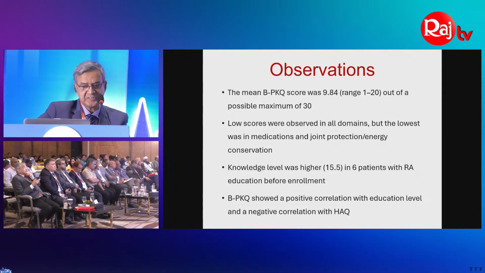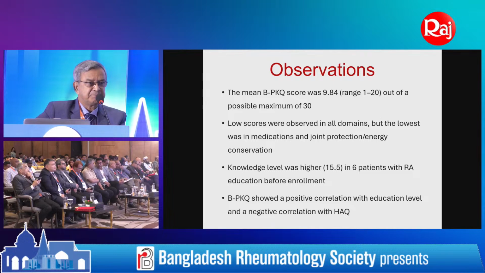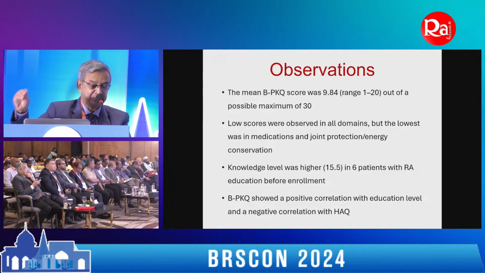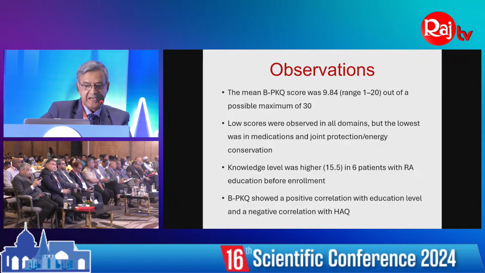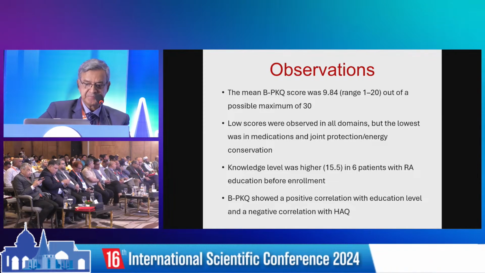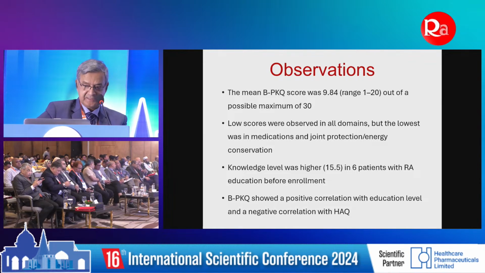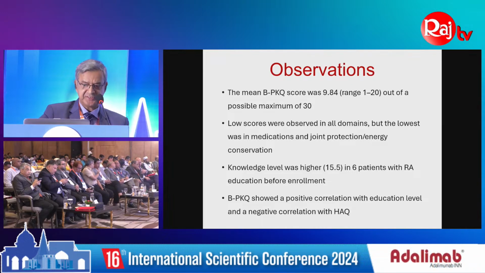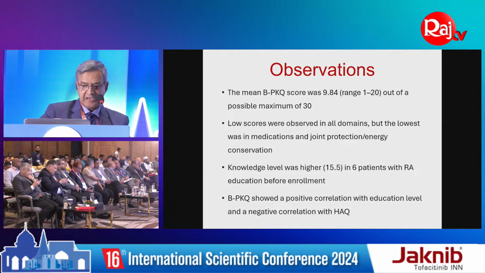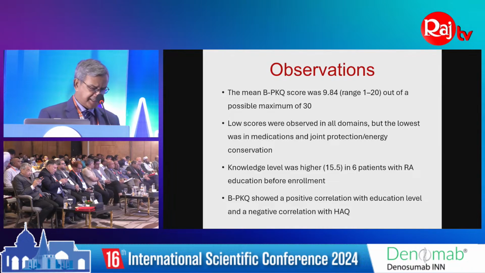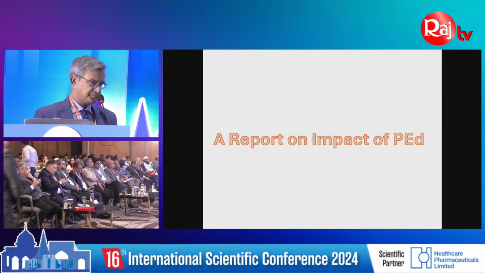So we can conclude that the patient knowledge score was low in our rheumatoid arthritis patients who participated in this study. And the lowest was in medications and joint protection and conservation. The knowledge level was higher in 6 patients who attended the patient education session in the past. And this patient knowledge questionnaire score showed a positive correlation with education level and a negative correlation with HAQ.